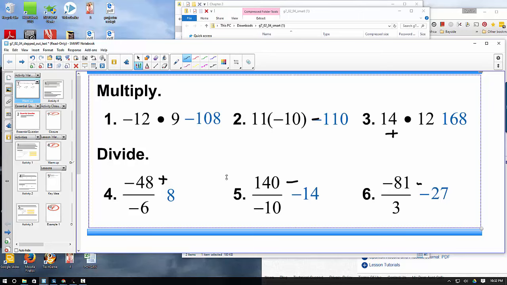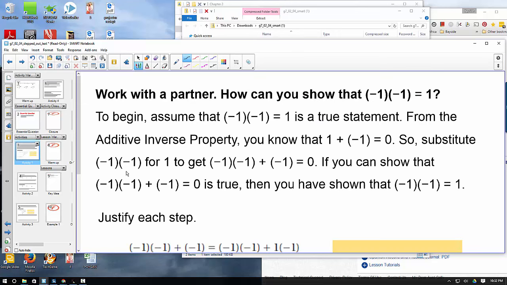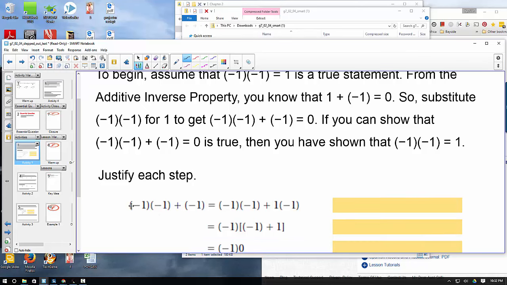So really we all know how to multiply and divide. The big thing is knowing what value, if it's going to be a positive or a negative. The essential question is, why is the product of two negative rational numbers positive? And this is it right here. So we're going to justify each step. If I take a negative times a negative, the opposite of a negative is a positive. So I'll put that right here. These two together equals the one positive.